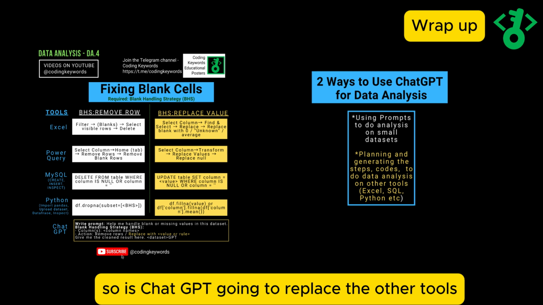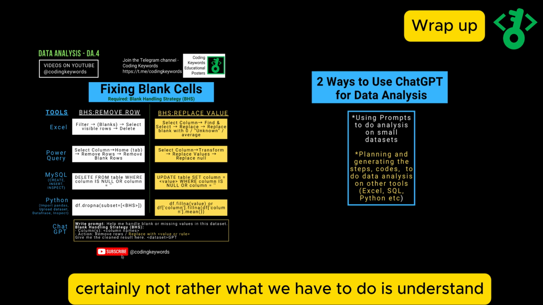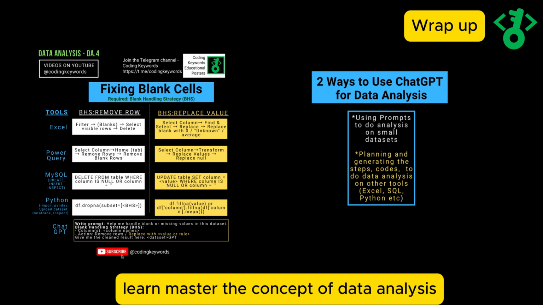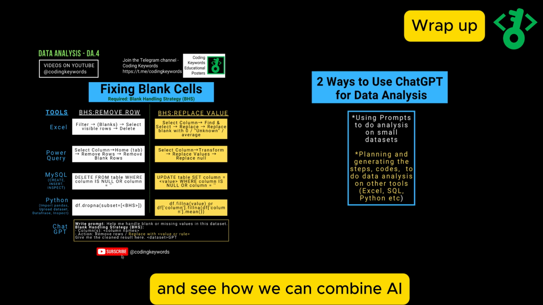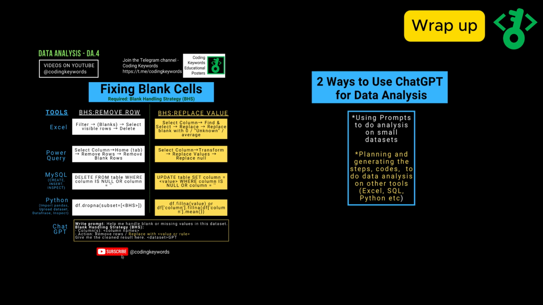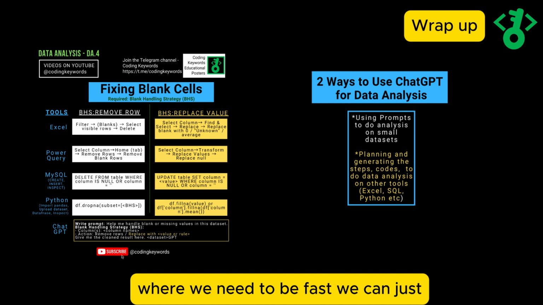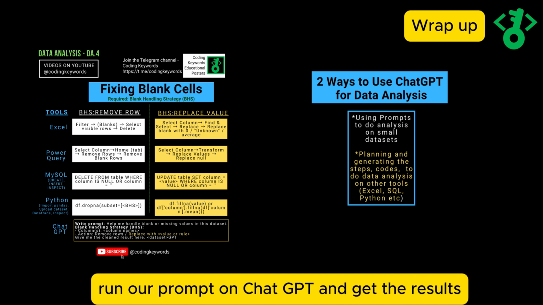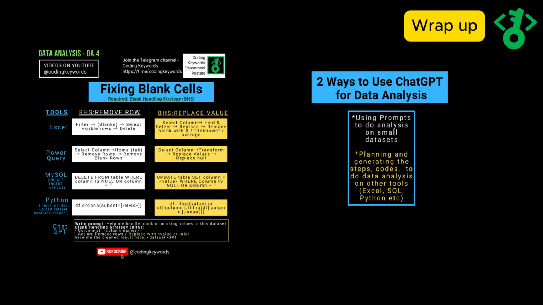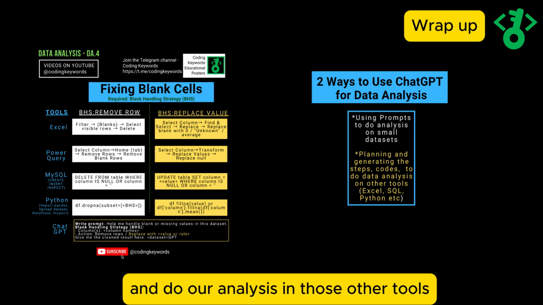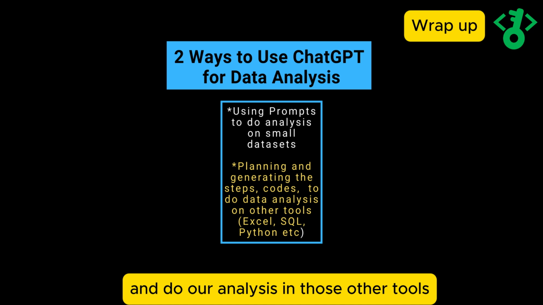So is ChatGPT going to replace the other tools? Certainly not. Rather, what we have to do is understand, learn, master the concepts of data analysis, and see how we can combine AI, just like ChatGPT, with the other tools to use them efficiently. Where we need to be fast, we can just run our prompt on ChatGPT and get the results. And where we also need, we can get support from ChatGPT and do our analysis in those other tools.